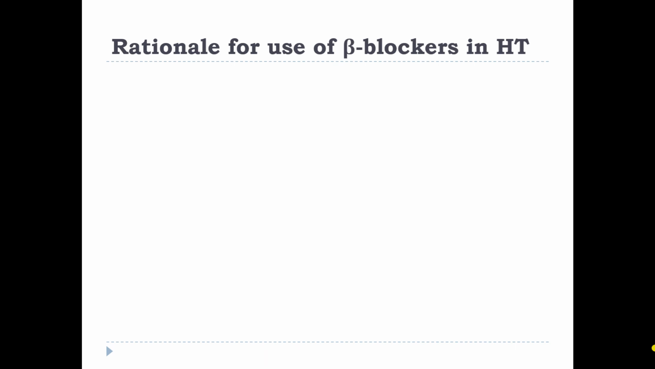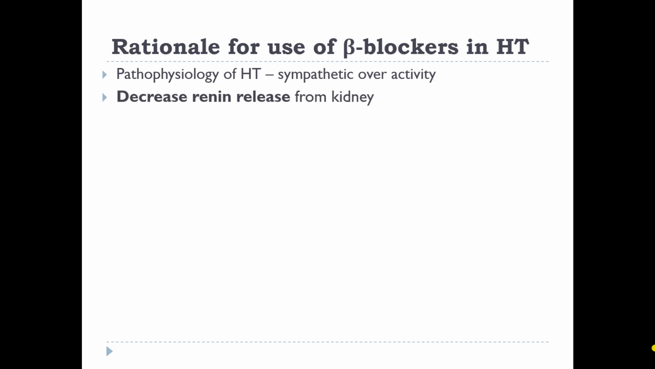What is the mechanism or rationale for use of beta blockers in hypertension? First, if we have to summarize the pathophysiology of hypertension in one line, it is sympathetic overactivity, and beta blockers act by reducing this sympathetic overactivity. Second, they decrease the renin release from the kidney by blocking beta 1 receptors located on the JG cells of the kidney.